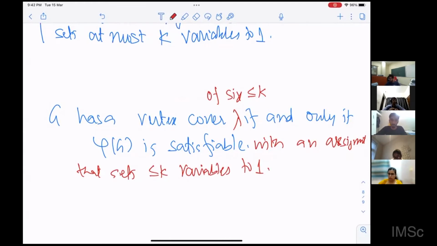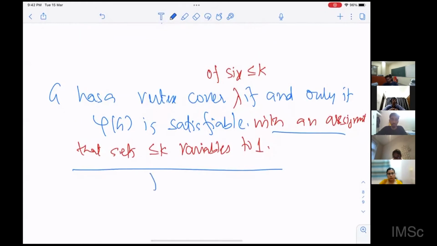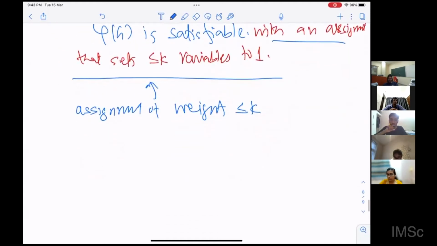So this leads to the following. This kind of assignment has a name. This is called an assignment of weight at most k, because there are only k variables which are set to 1. So these are called assignments of weight at most k. Okay, all good?